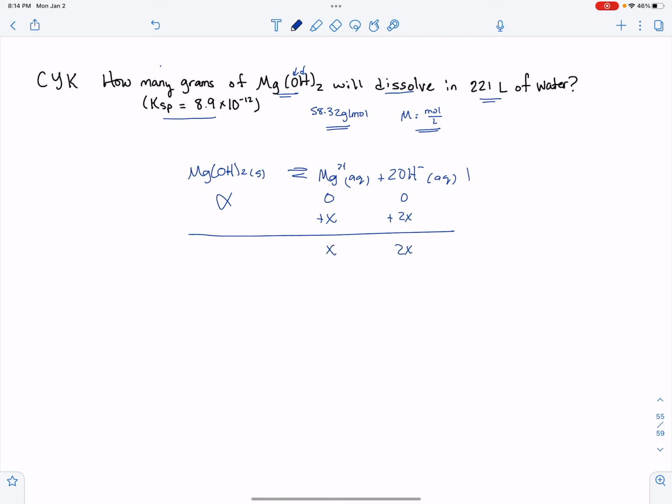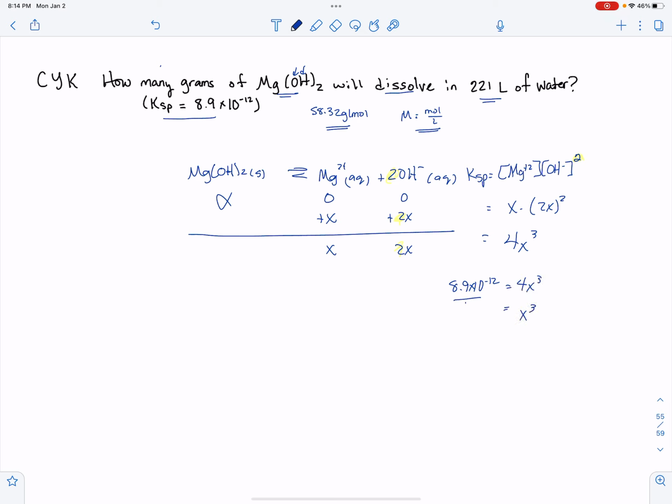And then when I fill it in, and again, it's always good to write the Ksp first because then you won't accidentally potentially drop a subscript or superscript. So note that this 2 is because of this, and then those 2's are also because of that same 2OH. And then that is 2 times 2x squared, so it's 4x cubed. So the Ksp is 8.9 times 10 to the minus 12th equals 4x cubed.